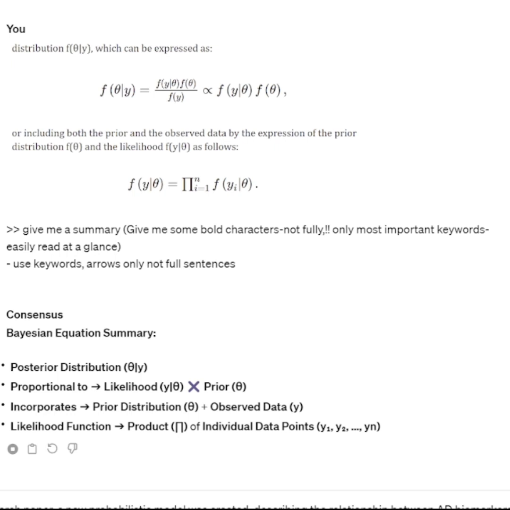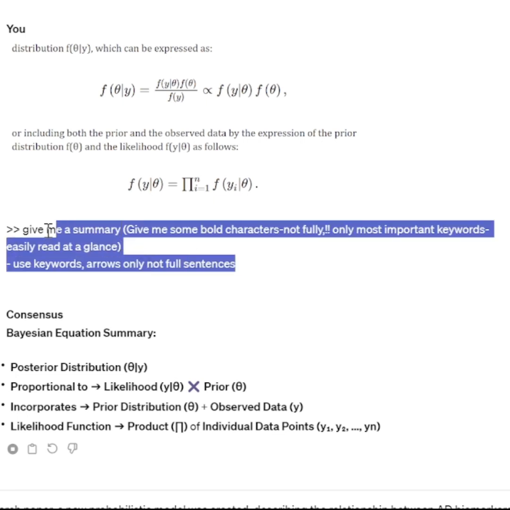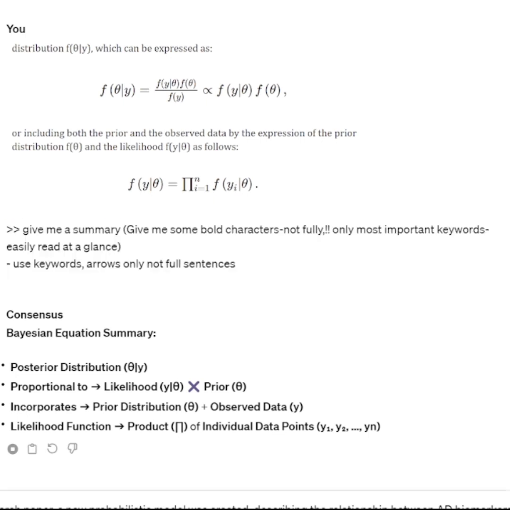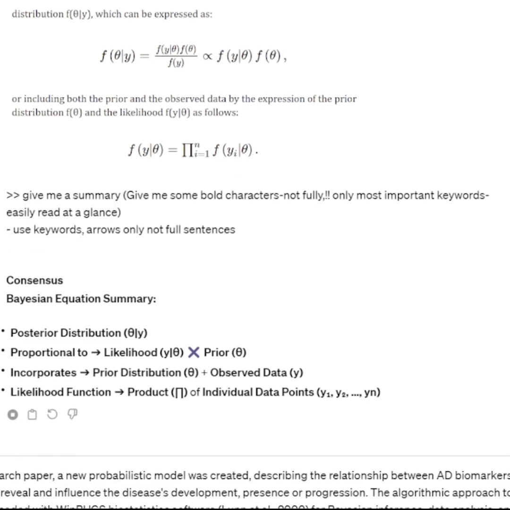Bayesian equation summary. The posterior distribution of theta given y is proportional to the likelihood of y in state theta, times the prior of theta. It incorporates the prior distribution plus observed data, y. The likelihood function is the product of the individual data points, y1, y2, through yn.